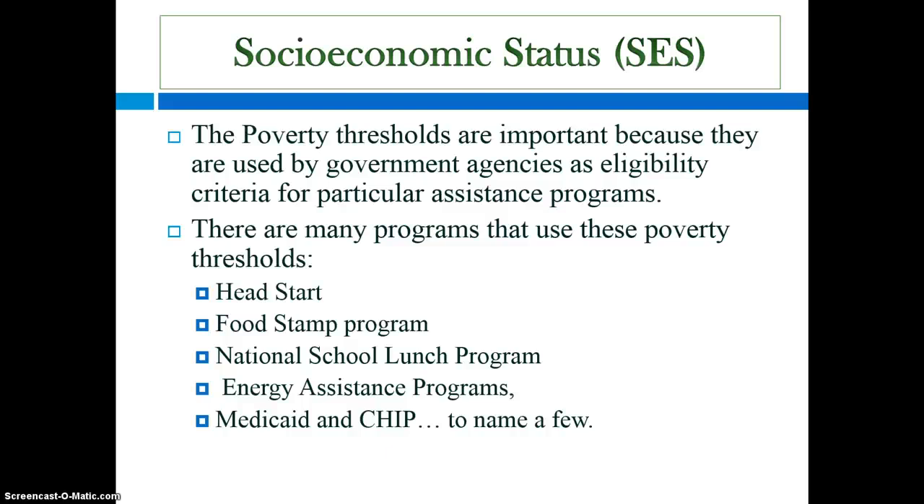There's also the food stamp program and the National School Lunch Program, where once again, students whose families can't afford the cost of school lunches can receive assistance, but that is based on that poverty threshold, and that is determined through the government, and they say what the limited amount of income a person can earn in order to receive these services. There's also energy assistance, and then there you see the Medicaid and CHIP program.